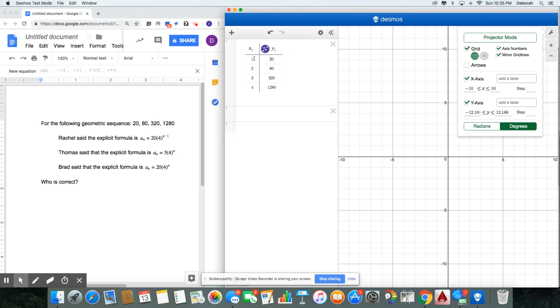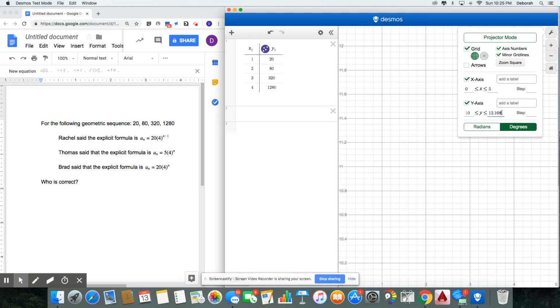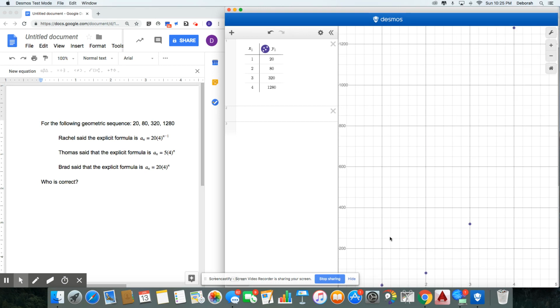So I'm going to look at this table. In my domain, my X values go from 1 to 4. So I'm going to set it up 0 to 5. So just a little before and a little after. And then my range, or my Y values, go from 20 to 1280. So I'm going to set it up from 10 to 1290. And what that does is that gives me all four of my points separated out to where I can actually see them and work with them.